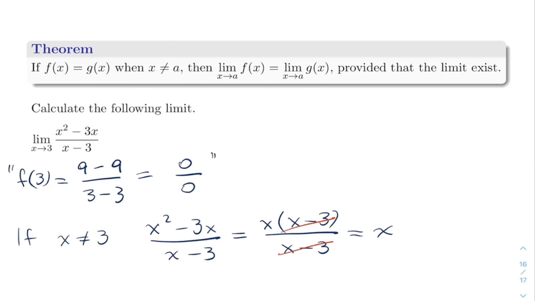So the theorem above lets us say that the limit when x goes to 3 of x squared minus 3x divided by x minus 3 is in fact equal to the limit when x goes to 3 of x. And now we can use property number 2 to actually compute this limit, which is equal to 3.